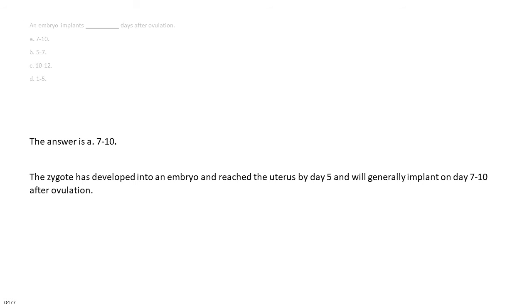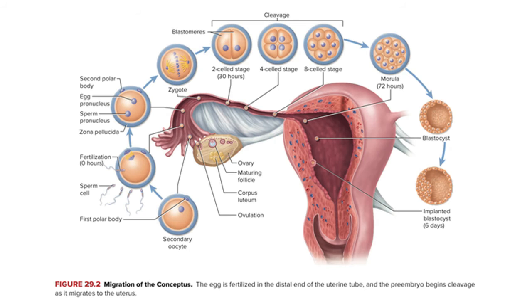The answer is A. 7 to 10. The zygote has developed into an embryo and reached the uterus by day 5 and will generally implant on day 7 to 10 after ovulation.